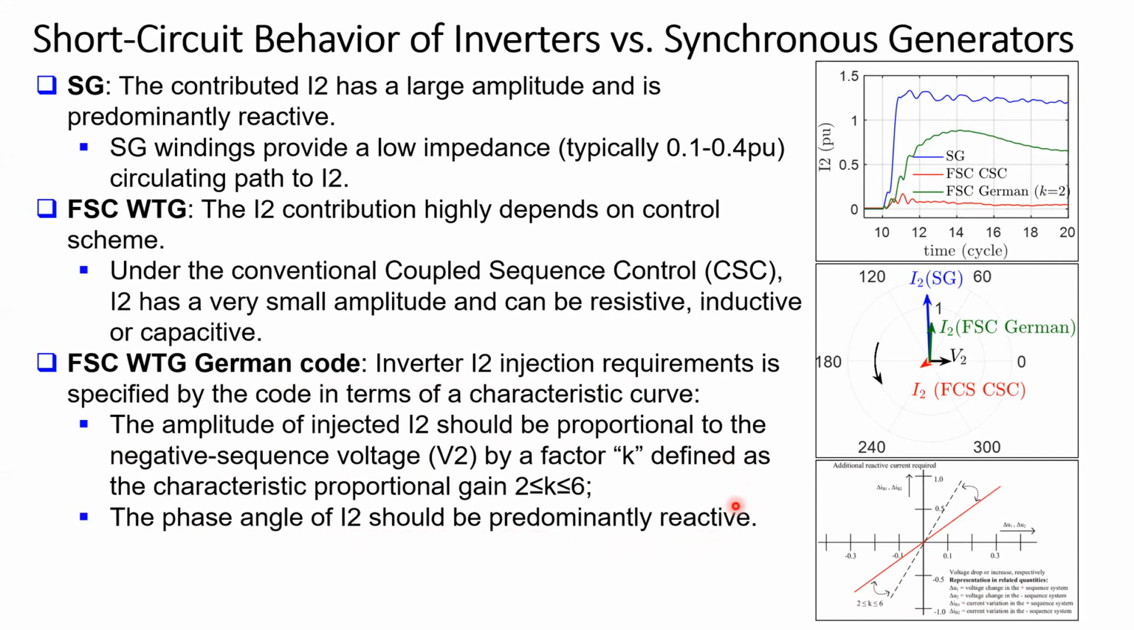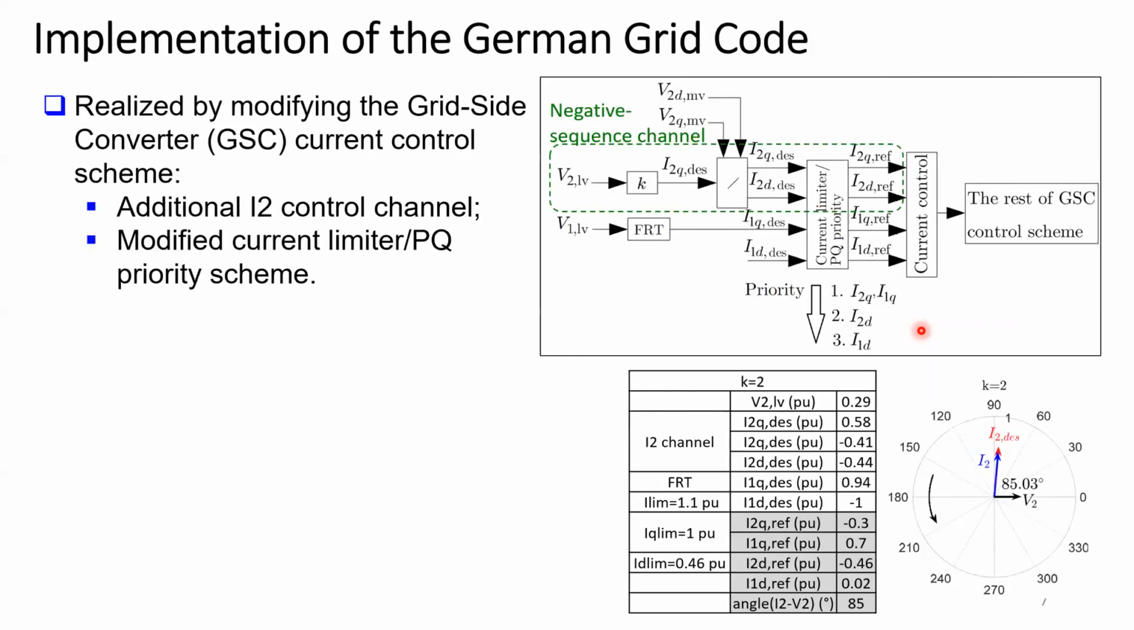With the increased amplitude and the predominantly inductive phase angle, the I2 characteristic of a type 4 emulates that of a conventional synchronous generator, of course subject to converter current limits. And this is expected to address the protection misoperation issues. But first, let's take a look at the implementation of the German grid code.